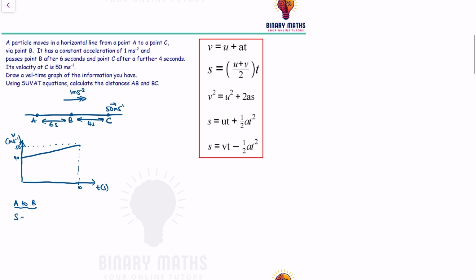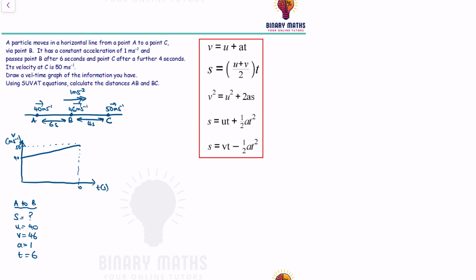S, U, V, A, T. Now we're trying to find the distance, so I'll put a question mark at S. If it's A to B, we know the initial speed is 40 and the final speed is 46, because remember, acceleration is 1 meter per second squared, so 40 meters per second at A and 46 meters per second at B. Acceleration is 1, time is 6 seconds.